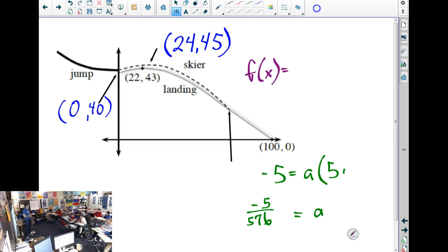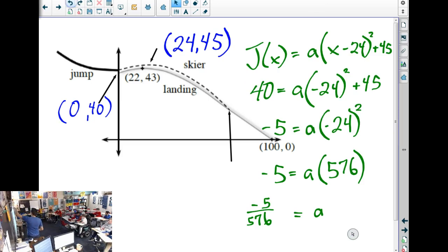Okay, so now I'm gonna put it in. I would have liked to keep that equation up there. Did you not write it down? No, I didn't write it down. I should have. So our equation's negative 5 over 576. Now, we could work in decimals here. It's not better. It's much, much worse. I'm going to cheat because I can.